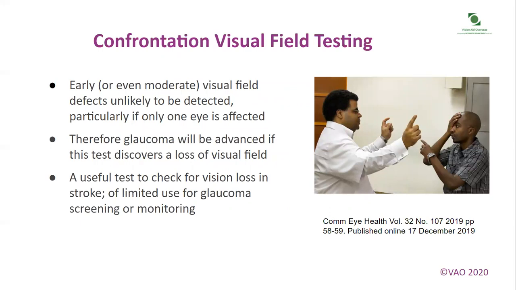Confrontation visual field testing. Early or even moderate visual field defects are unlikely to be detected by confrontation visual field testing, particularly if only one eye is affected. Therefore, glaucoma will be advanced if this test discovers a loss of visual field. A useful test to check for vision loss in stroke, but it's of limited use for glaucoma screening or monitoring.